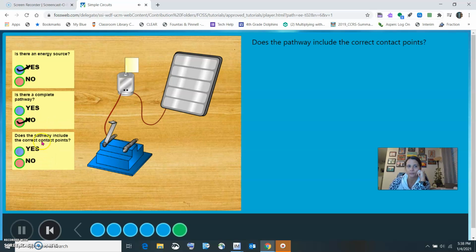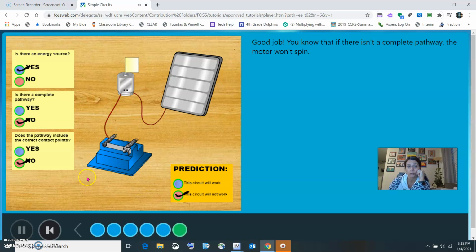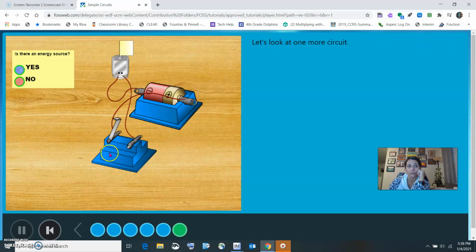Does the pathway include the correct contact points? And look at those points. Are those wires by those black dots? No. Okay, so will this work? We've got 1 yes and 2 no's, so no, this is not going to work. Okay, no pathway here.